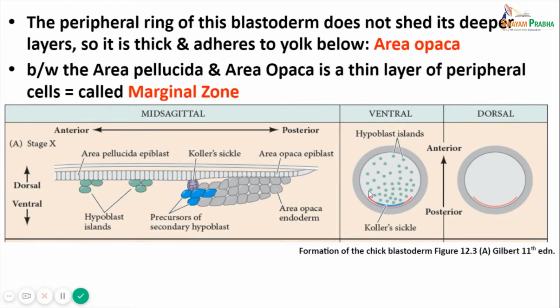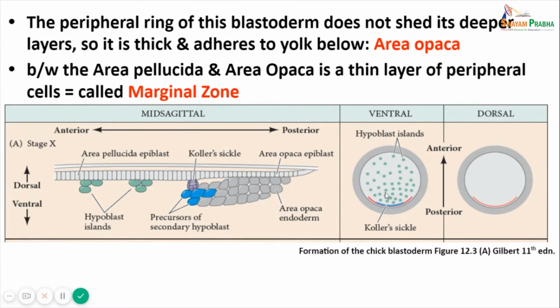Now this area pellucida, or the translucent layer, as you can see in the diagrams here, is bounded by another ring-shaped layer known as area opaca, which is quite darker in color as compared to pellucida. This area opaca is actually a thick layer which has not shed its deeper cells, and it also adheres to the yolk present below it, which makes it quite dark in color.